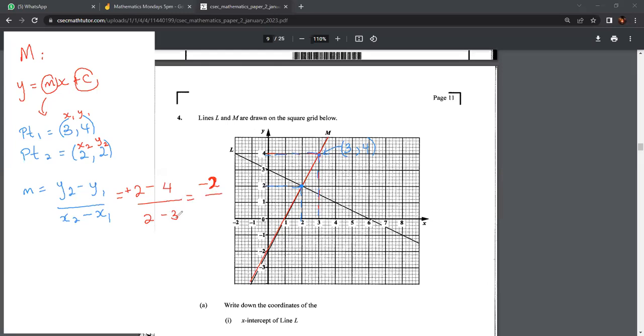over 2 minus 3, subtract like normal. 3 take away 2 is 1, negative 1. Once you're dividing and you have two same signs, you divide like normal. 2 divided by 1 is 2. And once you have two same signs, the answer is positive. So your gradient is positive 2. I don't have to put the plus sign because in mathematics, if you don't have a plus sign, we understand that it's positive.